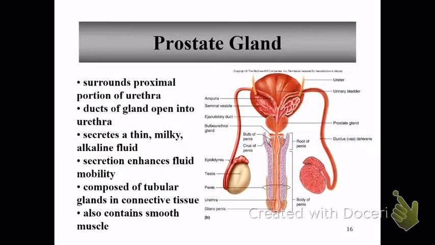Okay, next we've got the prostate gland. What is the prostate gland? Highlight this. Surrounds proximal portion of urethra. But it's right here, look. That rounded part underneath there. Ducts of glands open into the urethra. Secrete thin, milky, again, alkaline fluid. Secretion enhances how fast the spermies can swim. Mobility. Composed of tubular glands and connective tissue. It also has muscle. But I've got written in on my paper structure that surrounds proximal urethra in the male. So make sure you got that.